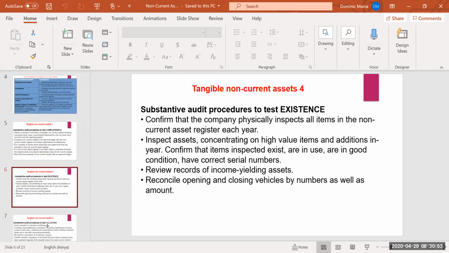Towards existence, we said the key objective you're trying to test is to know whether it is true that this asset of the company actually does exist. Since these are tangible assets, you can ask the management, take me to this particular asset you're saying that you have. It's a motor vehicle. Where is it? Trying to assess whether the asset actually exists. Of course, the best way is to be able to see them. These are tangible assets.